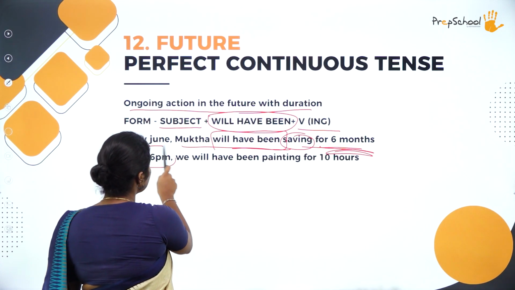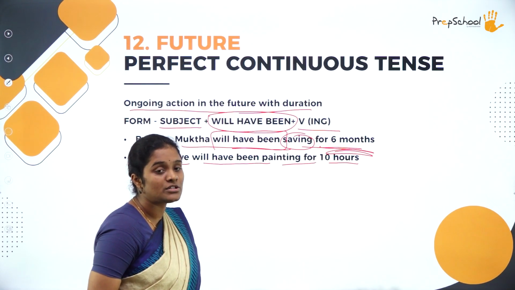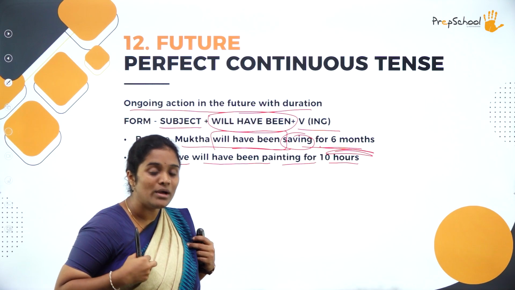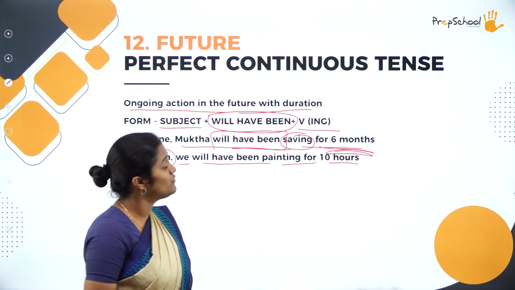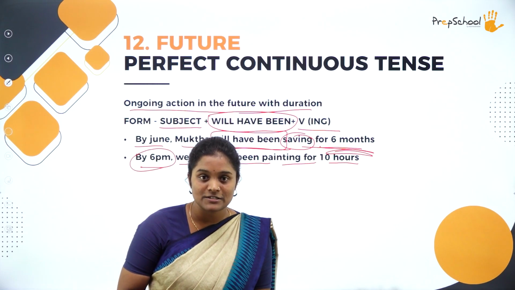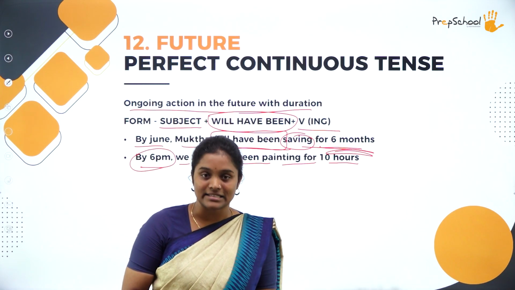Okay? And the next one, by 6 p.m., we will have been painting for 10 hours. So it is subject plus will have been plus verb in the ing form. That is going to be future perfect continuous tense. So there we finish all 12 of our tenses.